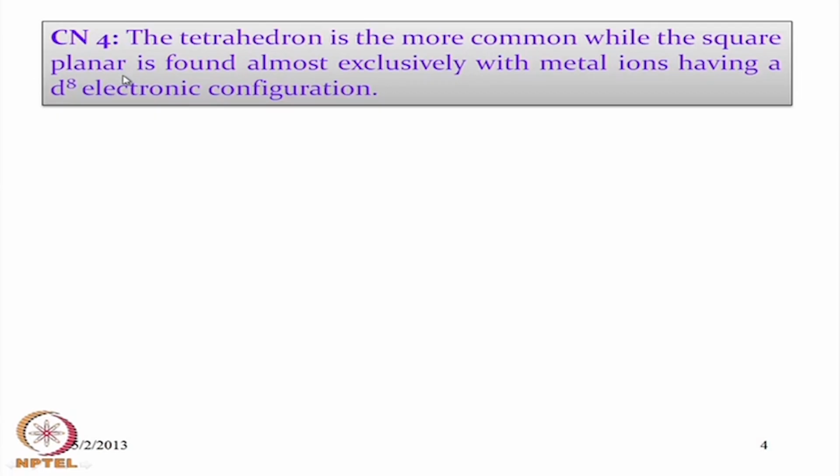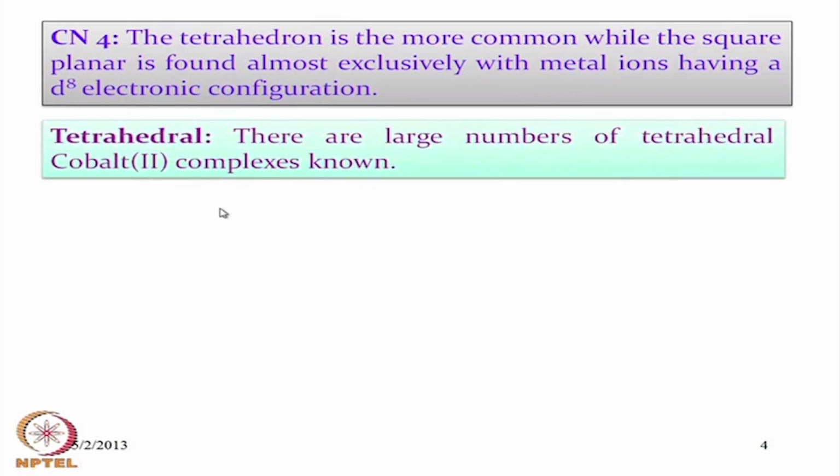But the other variety we can also encounter is the corresponding square planar geometry, and they are found almost exclusively with metal ions having d8 electronic configurations. So, if we have a d8 electronic configuration, we think that we can have the corresponding geometry as the square planar one. So, we find that the other alternative for it is the tetrahedral geometry, and in case of cobalt we can have a large number of tetrahedral cobalt 2 complexes.